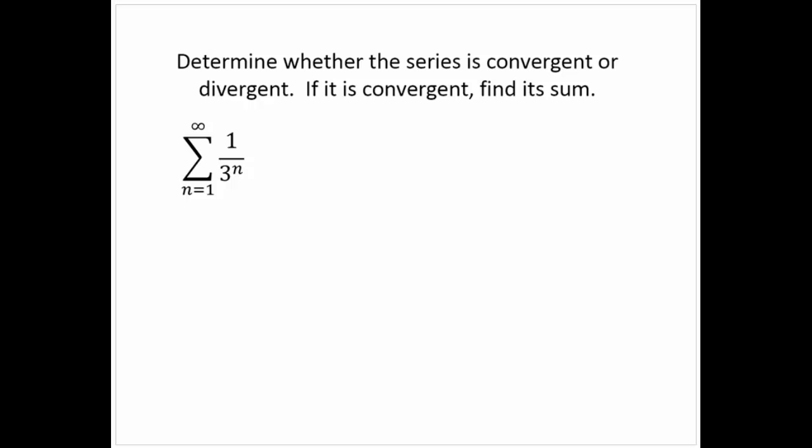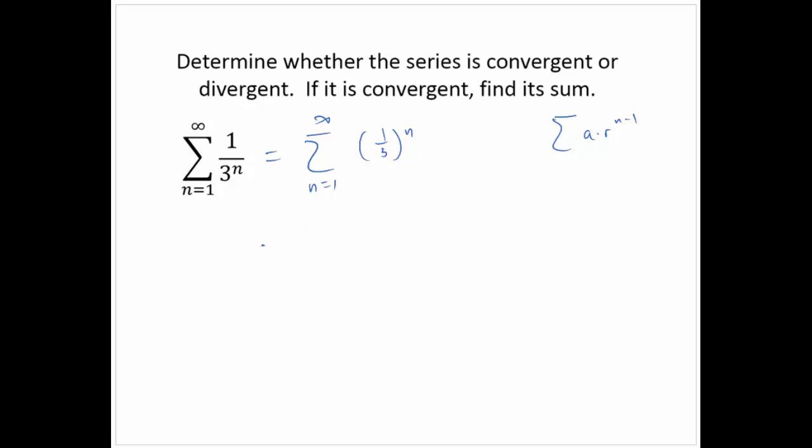Determine whether the series is convergent or divergent. If it is convergent, find the sum. And so here we have sigma n equals 1 to infinity of 1 over 3 to the n. We can easily write that as n equals 1 to infinity of (1/3) to the n. Now, this is not the formal form of the geometric series that was presented in the previous slide, because we don't have a times r to the n minus 1. Remember, we want this form, a times r to the n minus 1.